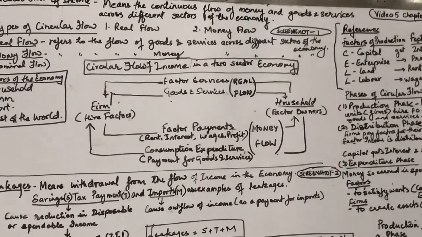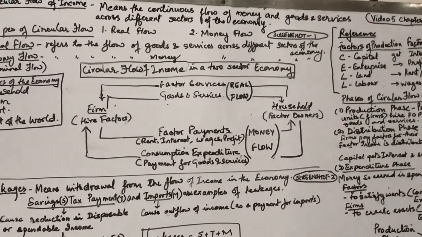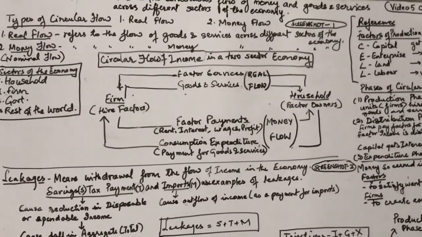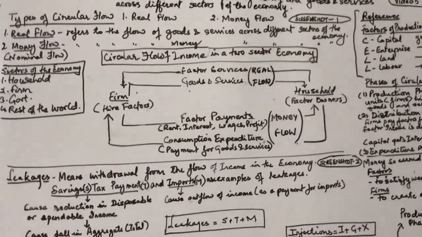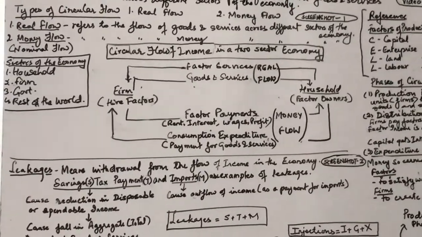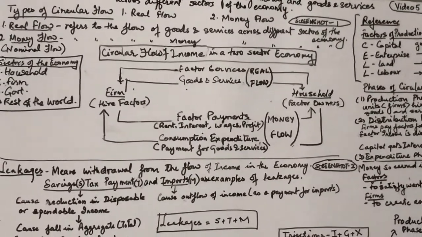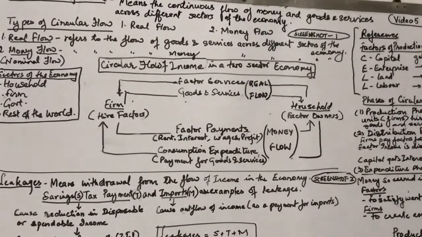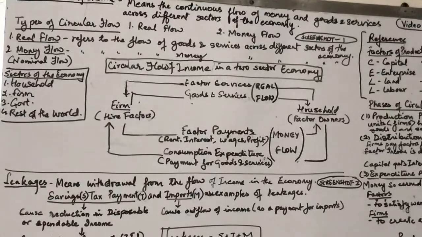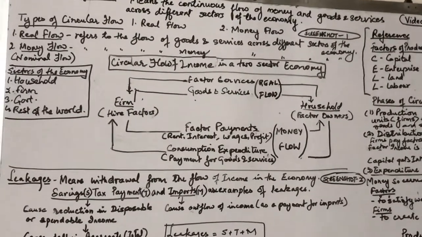And in return for these factor services, there is a money flow from the firm towards the household. As you can see, factor payment is made by the firm to the household in the form of rent, interest, wages and profit. So first there is real flow from household to the firm, and then there is money flow from firm to the household.